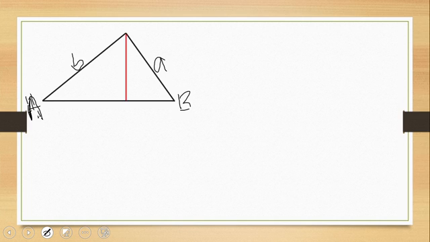Now let's draw an altitude. The altitude then forms a right angle. Now we have two right triangles because if there's a right angle on one side of the altitude, the other side also has a right angle. Now, let's say the altitude has a side length of x.